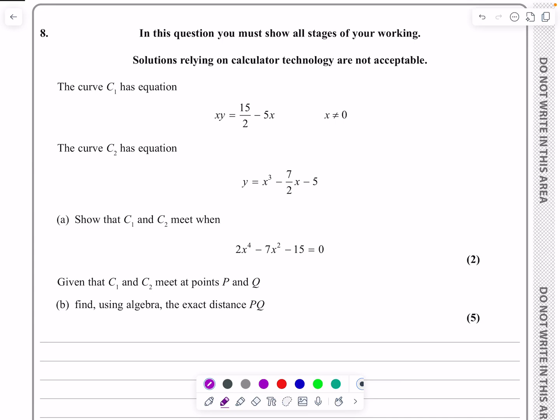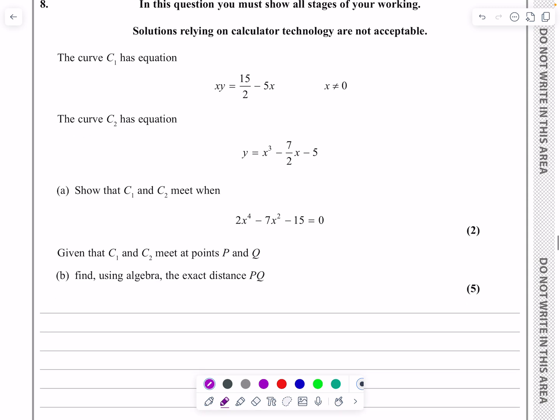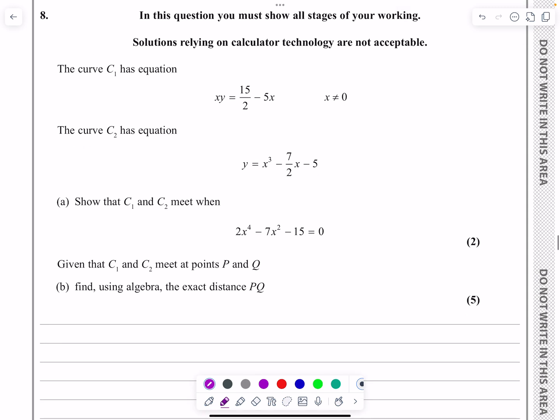Okay, this is the P1 paper from October 2023. It's question number 8, and this is a question from chapter 3, equations and inequalities. We're going to be solving simultaneous equations with this one. So let's have a look at it.